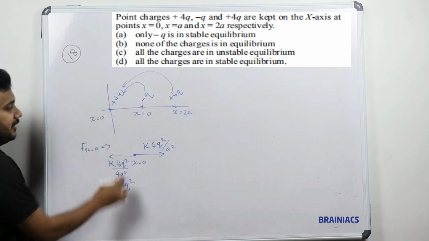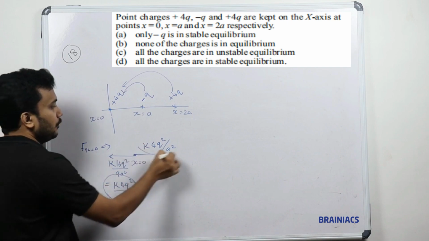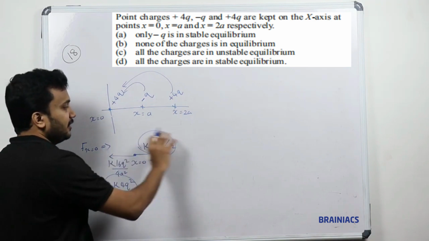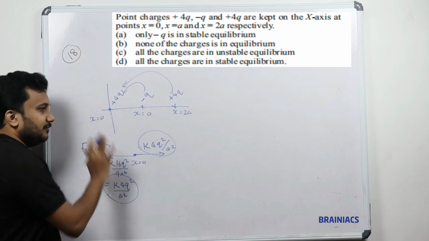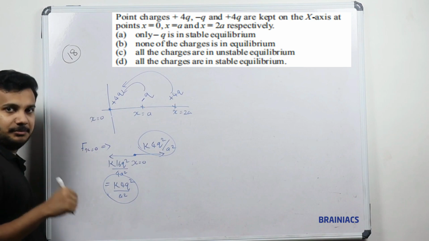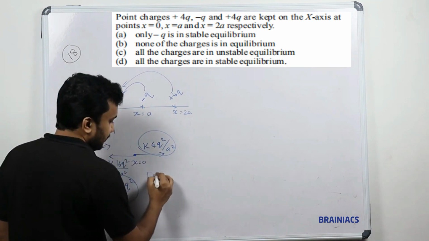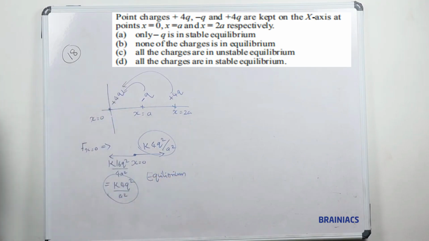Now if you see at the x equal to 0 point, the left hand force is equal to the right hand force, which means two forces acting in opposite directions are of the same magnitude. So I am asking whether it is equilibrium or not. You are right, this is equilibrium because equal magnitude forces are acting in opposite directions. So this is in an equilibrium state.